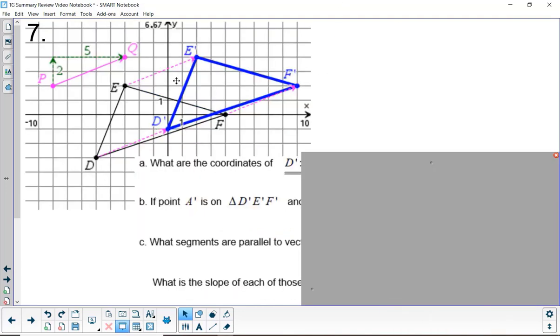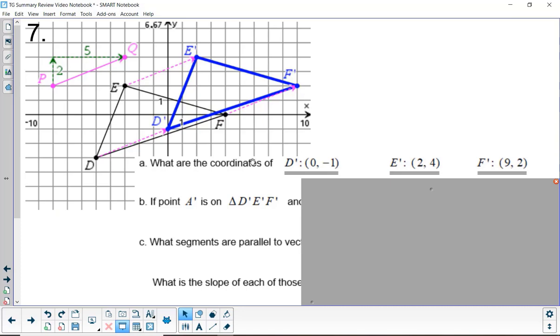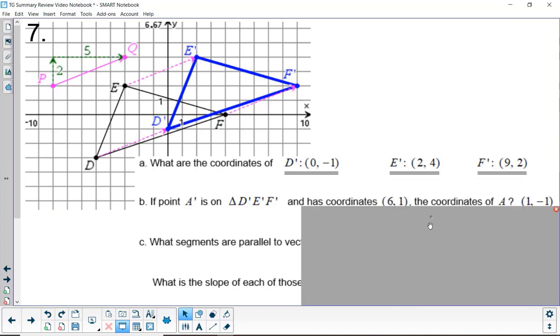And it should look like this: D prime, E prime, F prime. Answering the questions then, the coordinates, just read them off of the grid. Now this one reverses it. If A prime were on the image and had coordinates 6, 1, what would the coordinates for the pre-image be? So instead of adding 5 to the x coordinate, we have to subtract 5. Instead of adding 2, we have to subtract 2 from the y coordinate.